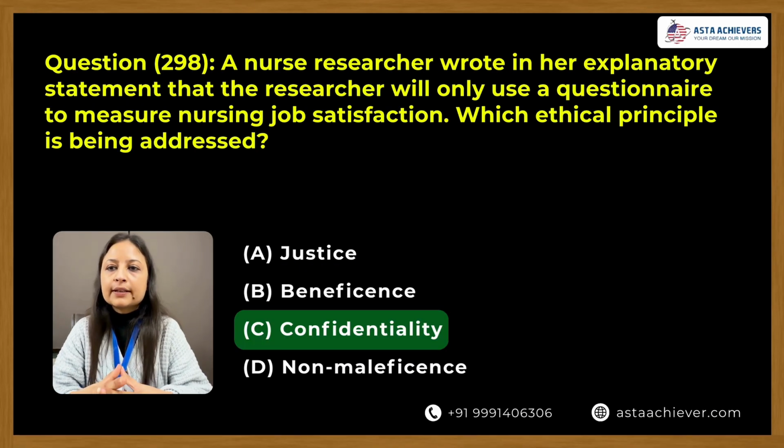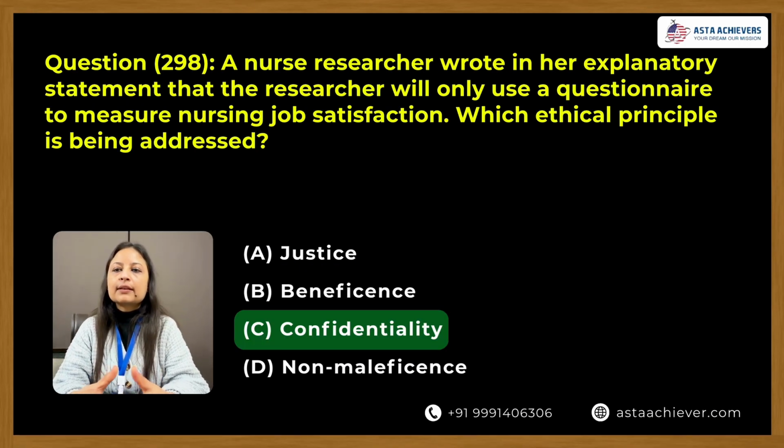Question number 298. A nurse researcher wrote in her explanatory statement, the researcher will only use a questionnaire to measure the nursing job satisfaction. So which ethic principle is the researcher addressing here? Option A, justice. Option B, beneficence. Option C, confidentiality. And option D, non-malfeasance. So option C, confidentiality is the correct answer.